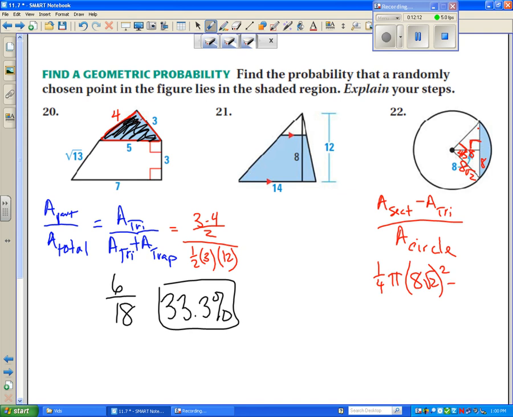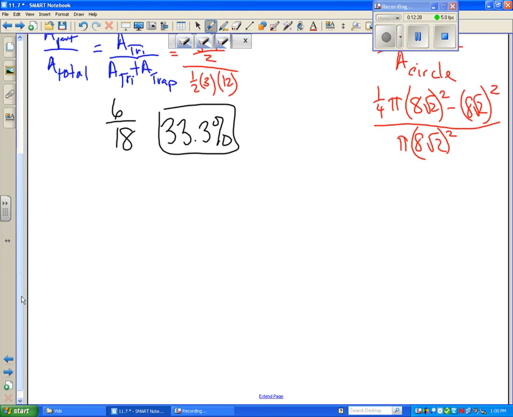Now the triangle is 8 root 2 times 8 root 2 because it's the base times the height, 8 root 2. That's going to be squared. All divided by the area of the circle, 8 root 2 squared times pi, because it's pi r squared. Alright, now it's just coming down to arithmetic, simplifying this. I find a lot of students get confused with this, so I would suggest if you do not understand what I'm about to do, please go back and look it over.